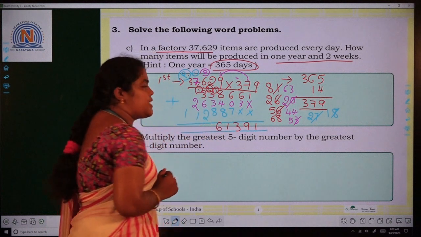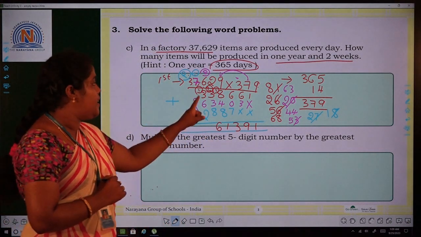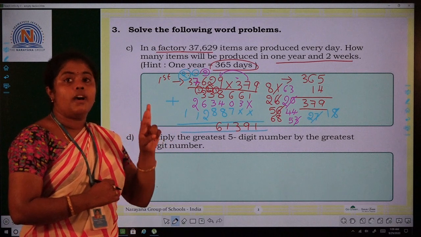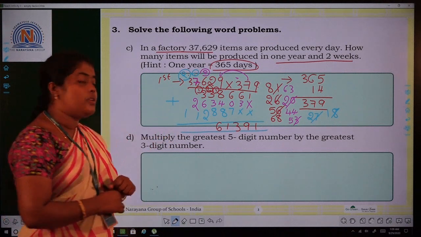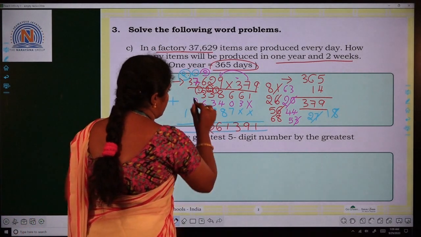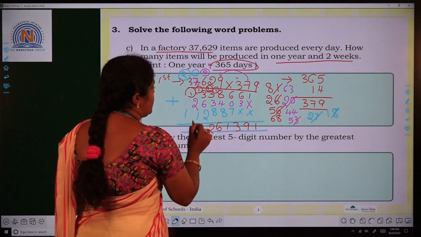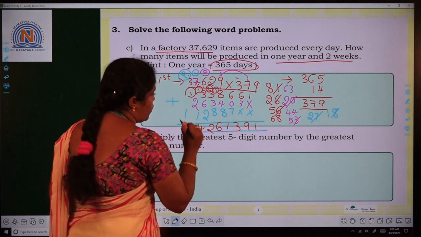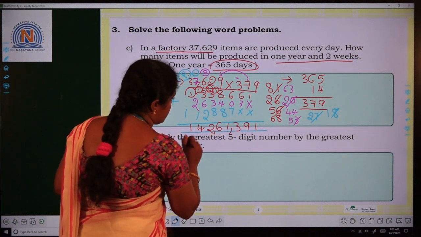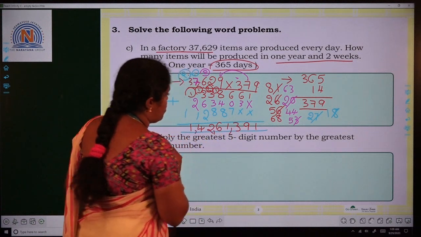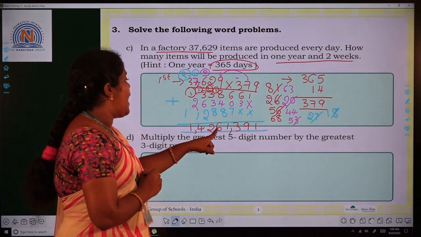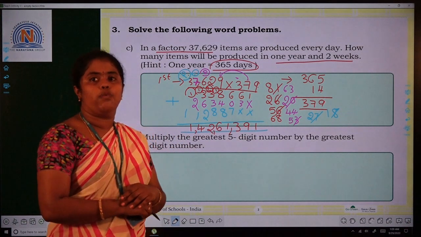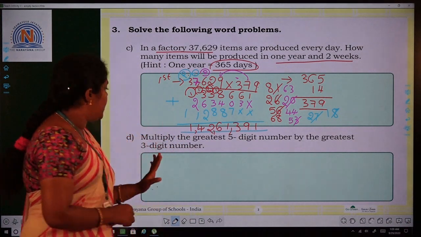Next 3 plus 6 is 9, and 9 plus 2, the answer is 11. 11 plus 1, the answer is 12. 2 plus 1, 3 plus 1 is the carry number, 4 and 1. The answer is 1,42,61,391.